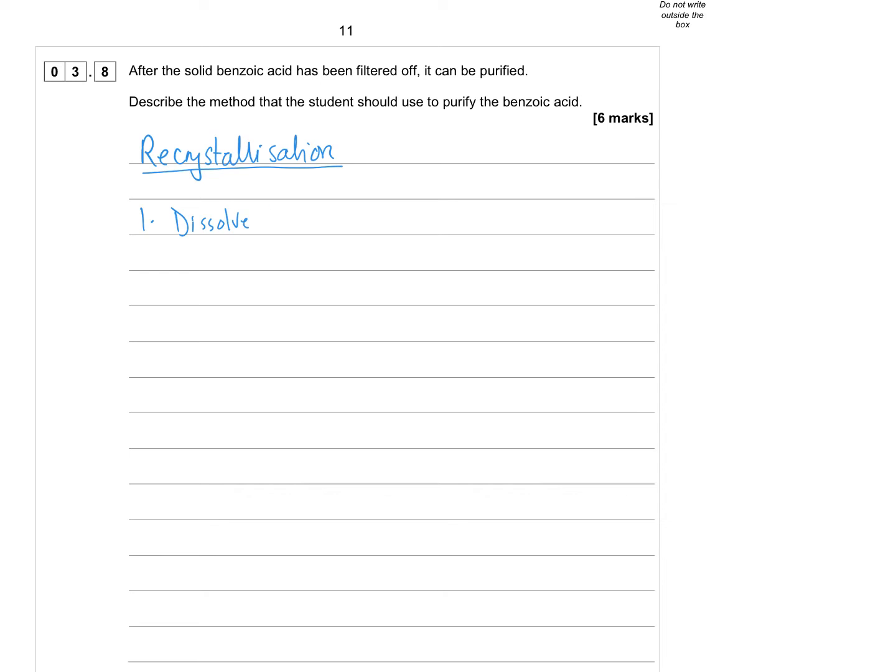So first thing is going to be to dissolve the impure solid in a minimum amount of hot solvent. Okay, so the key thing being that you're using a solvent that is able to dissolve it when it's hot but not when it's cold. So by using a minimum amount, we're going to end up with quite a saturated solution. So we want to dissolve in a minimum amount of hot solvent.